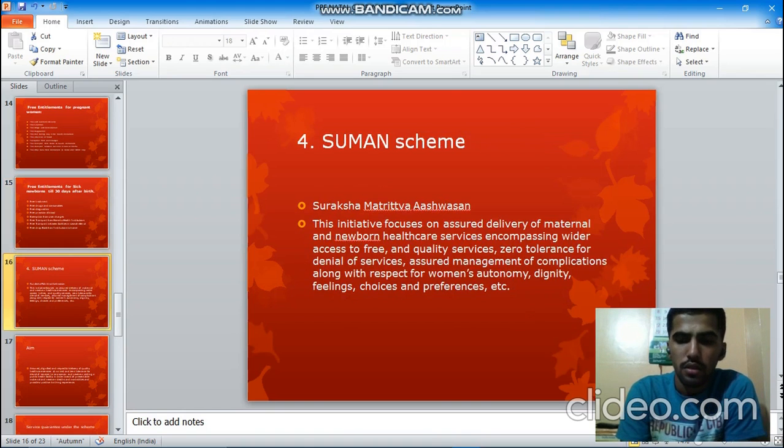So the next scheme which we are talking about is the Suman scheme.